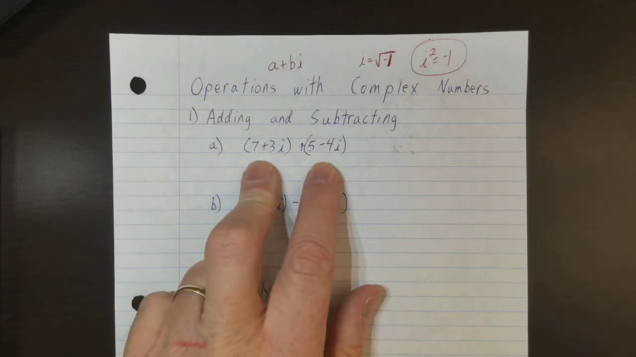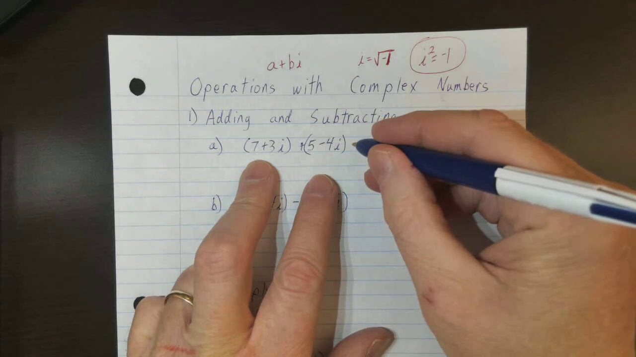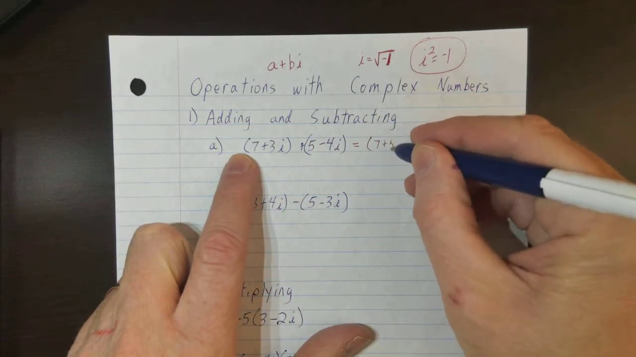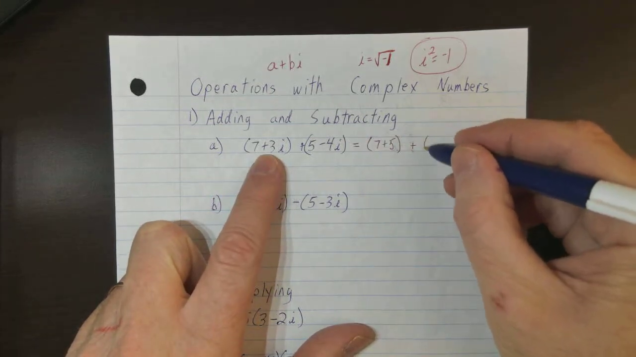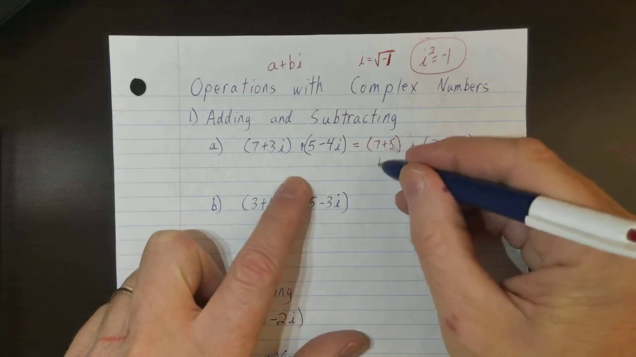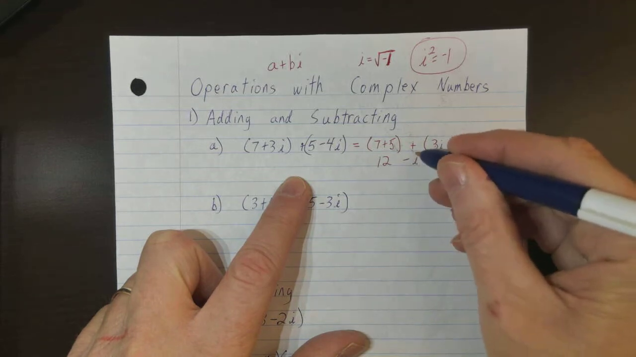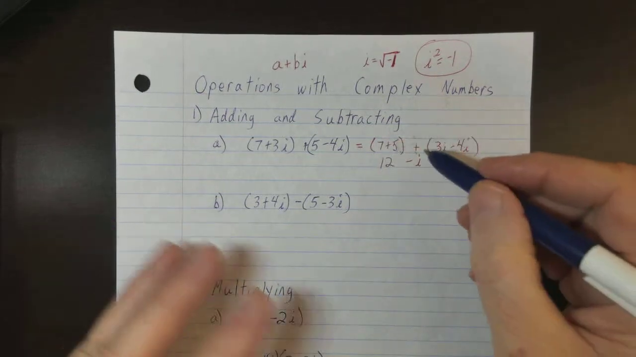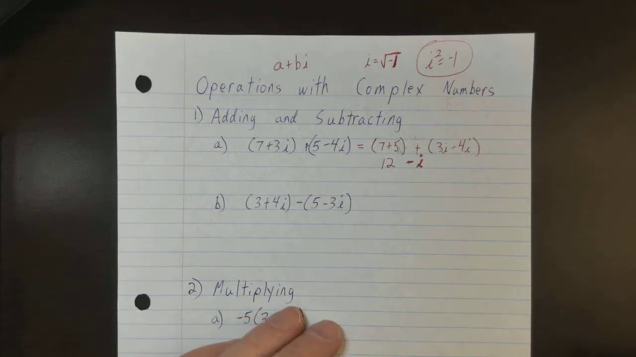Now, it's very similar to your variables, so when you're doing this, you can add your real parts, your 7 and your 5, and you can add your imaginary parts, your 3i and -4i. That's 12, and 3 and -4 is -1. So I just write that as 12 minus i. You're just combining like terms. With addition and subtraction, it's as simple as combining like terms.